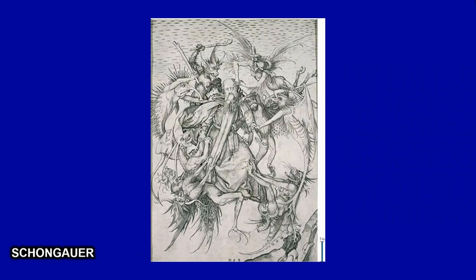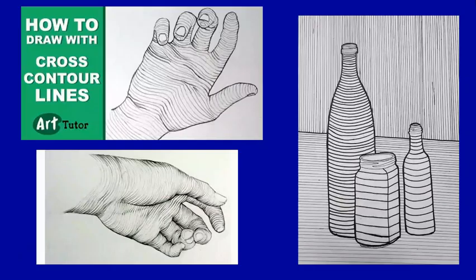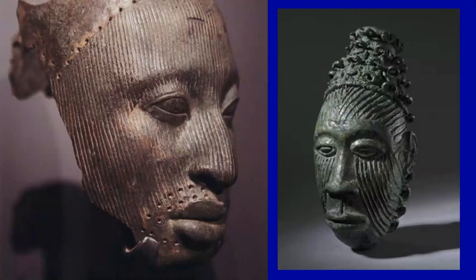Another contour image. And then cross contour is when you take these lines and you go across, you follow the form of the object. And we see that a lot in the African art, where these parallel lines on the face give us the contours of the face.